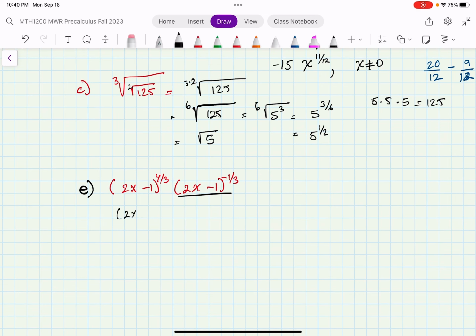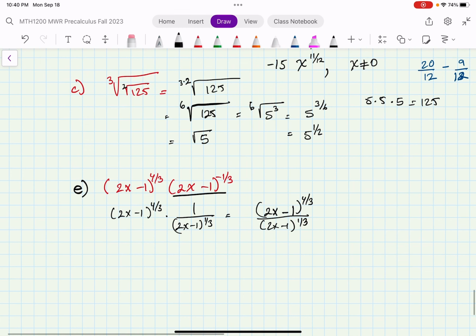So that leaves me with 2x minus 1 to the 4/3 times 1 over 2x minus 1 to the 1/3, which is the same thing as 2x minus 1 to the 4/3 over 2x minus 1 to the 1/3. So if you notice right here, 2x minus 1 is the base, so they both have the same base. So what I could do is 4/3 minus 1/3, that equals 2x minus 1 to the 3/3, and 3/3 is 1.